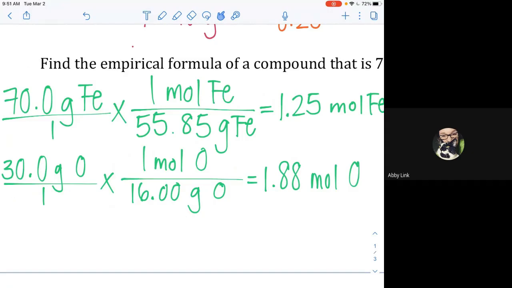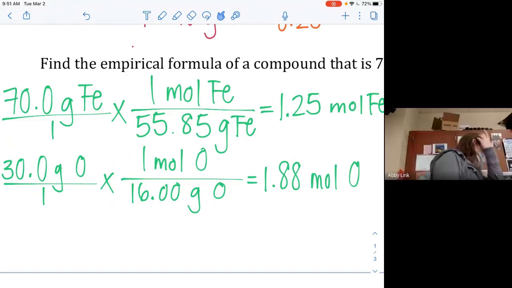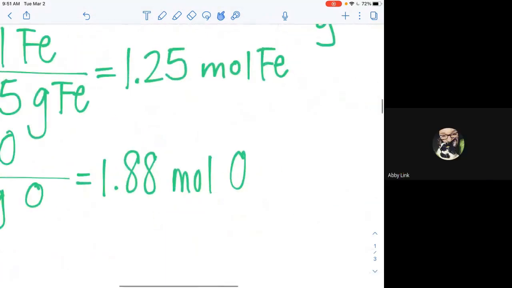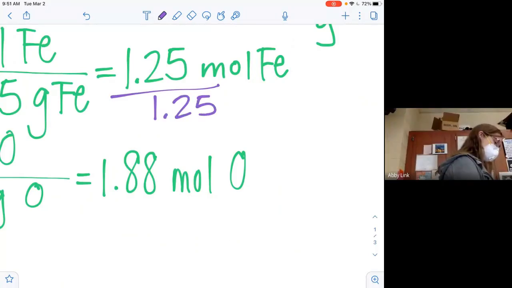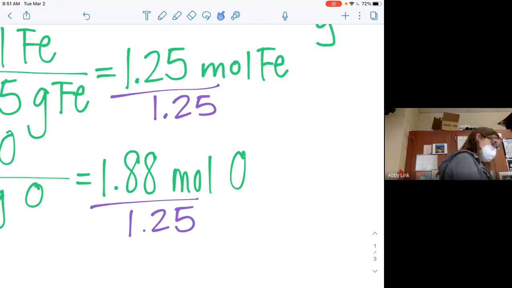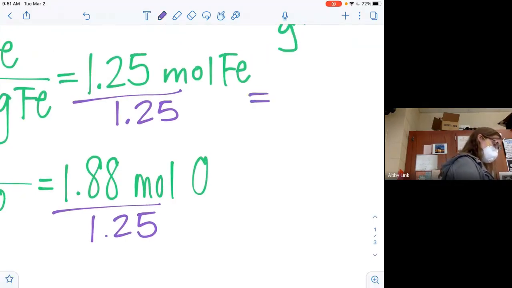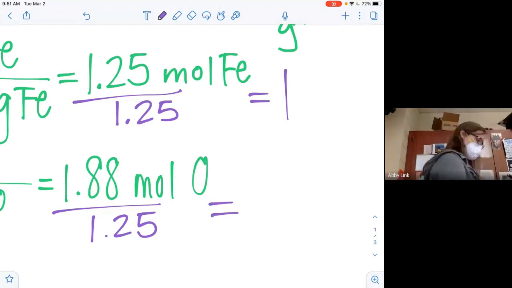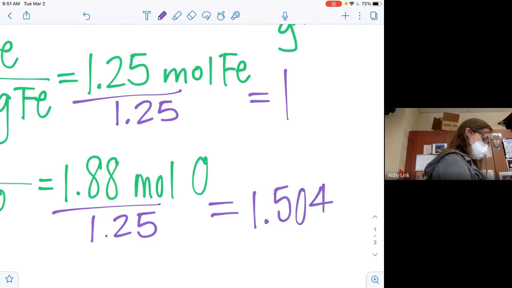All right, which one's smaller, 1.25 or 1.88? 1.25. All right, so we're going to divide both by 1.25. So 1.25 divided by 1.25, easy peasy, that's 1. 1.88 divided by 1.25, not as easy, 1.504. Okay.